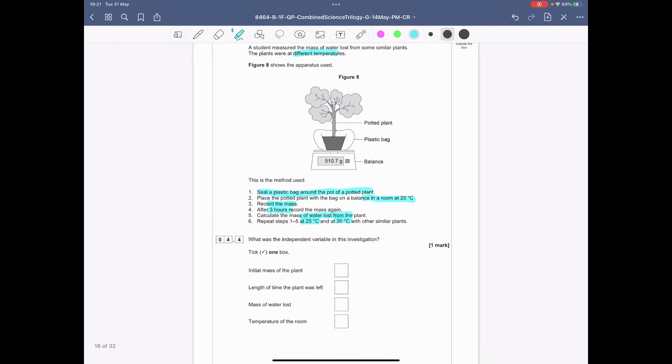So what was the independent variable in the investigation? The independent variable is what they change. So therefore, what are they changing in this method? Well, we can see from point 6, they're doing it again at different temperatures. So out of the options, they're not changing the initial mass of the plant, they're not changing the length of time it was left, they're measuring the mass of water lost, but they are changing the temperature that the plant is going into.